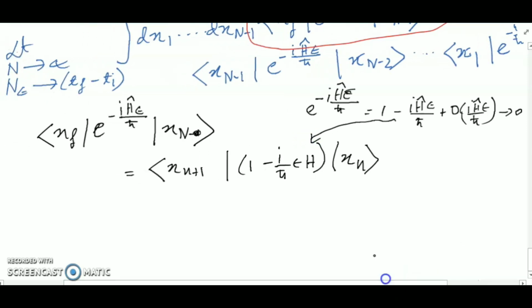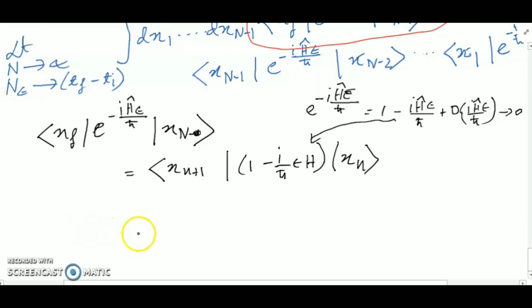Okay, next friends, we can write this equation in this way. And you see the first term can be calculated easily because it is just the overlap of x n plus 1. The second term has H hat sandwiched between x n plus 1. Okay, so I can write this way.